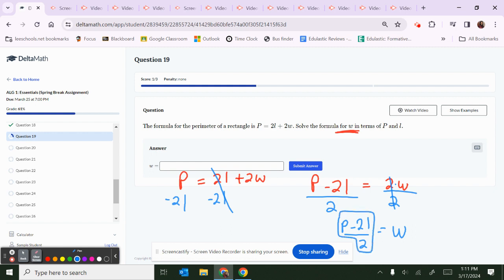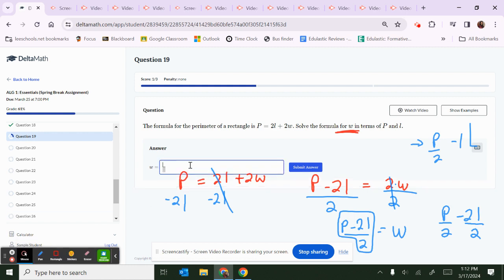However, I can actually simplify this a little bit more to be P over 2 minus 2L over 2. I cannot divide P by 2, so it stays as P over 2. Negative 2 divided by 2 is negative 1L. So again, I can use either one of these answers. But I'm going to use the one that I put the box around, because that's the one that I think most of you won't make a mistake on.